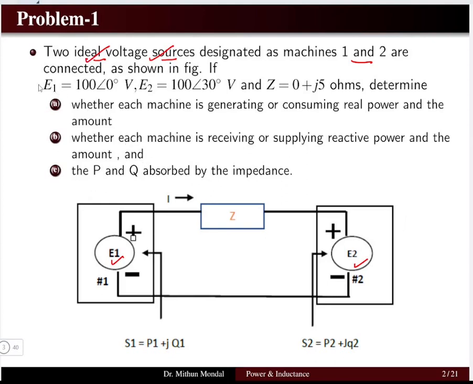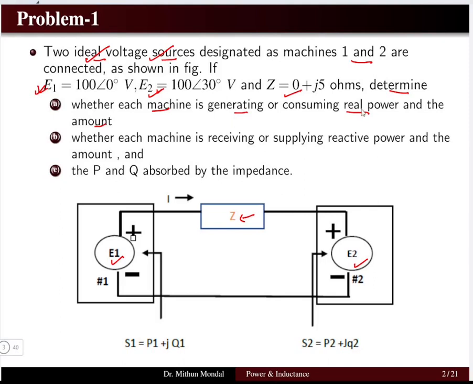Now the generator voltage E1 and the generator voltage E2 are given to us, and the line impedance Z, which is the net drop in the line between generator 1 and generator 2, is given to us. You have to determine whether each machine is generating or consuming real power, and the amount. It is not told whether E1 and E2 is a generator or a motor. Simply the voltage source is given, but we do not know whether this is a generator or a motor, and we have to decide that.